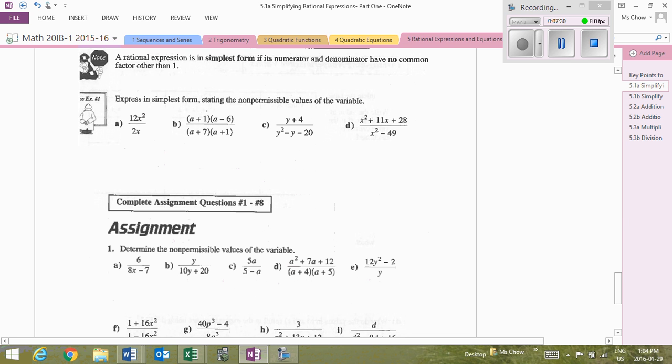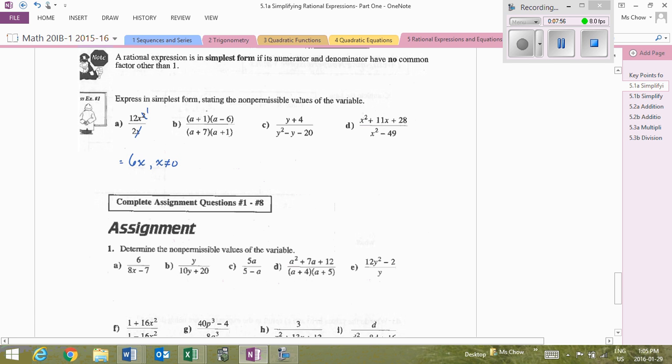We know that we can take out a factor of x, so this one reduces with this one, and then 12 over 2 is 6 over 1. So we're looking at just simply 6x, and non-permissible values. I want to look at this before I crossed anything out. So the answer is 6x, but only when x is not equal to 0.